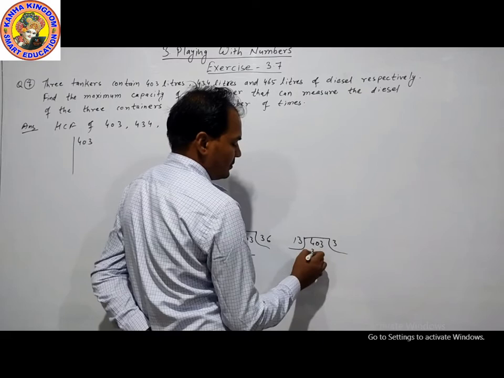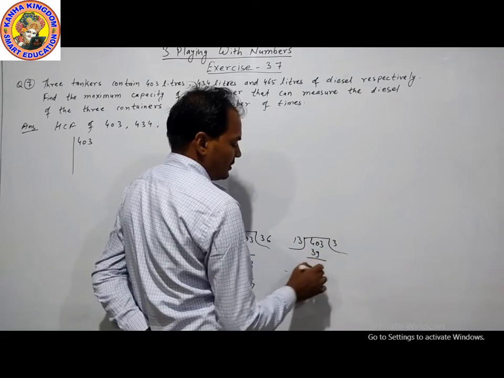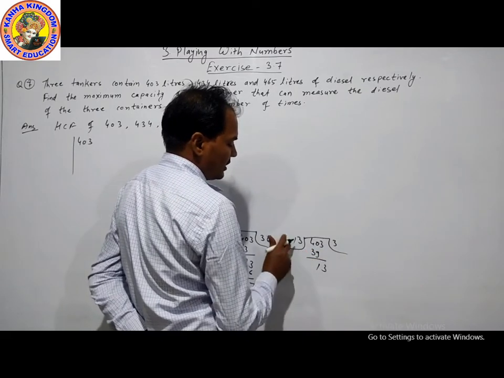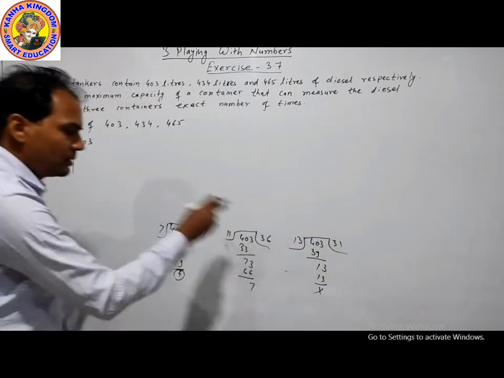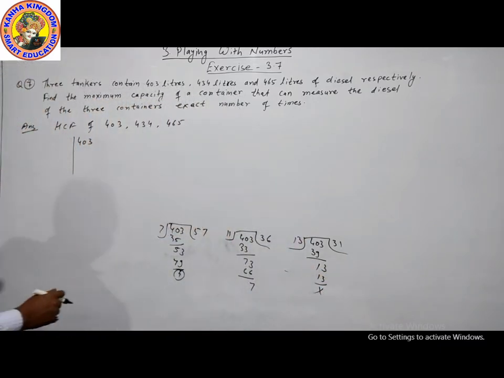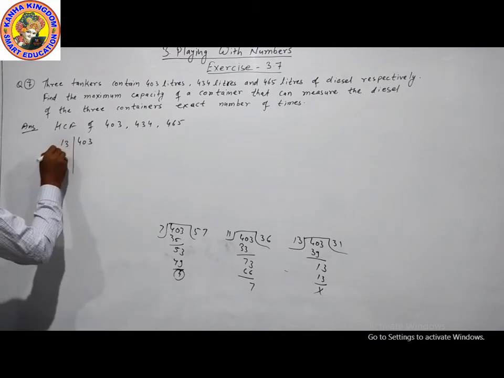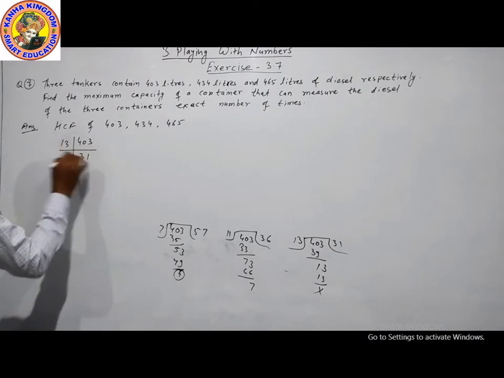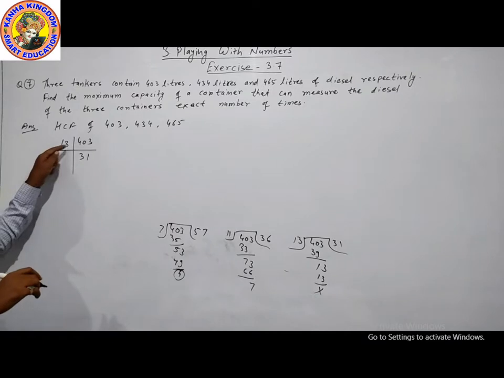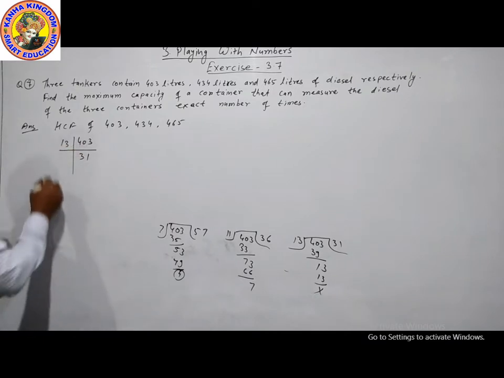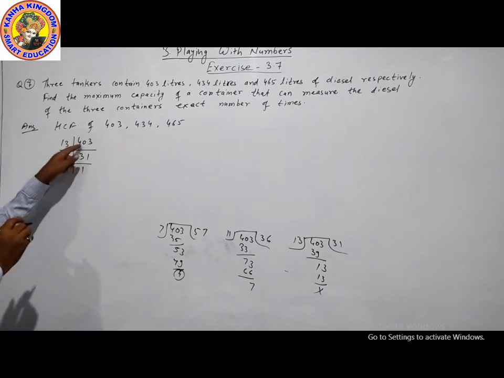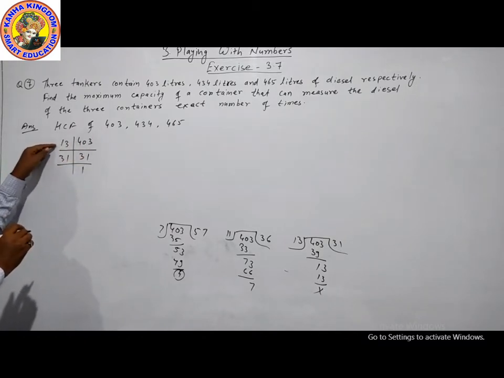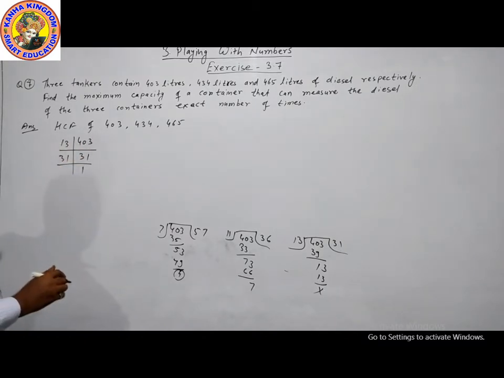3 times 13 is 39, remainder 1. Next, 13 times 1 is 13, remainder is 0, so we will exactly divide by 13. We divide by 13 and get 31. 31 is a prime number. So the factors of 403 are 13 into 31.